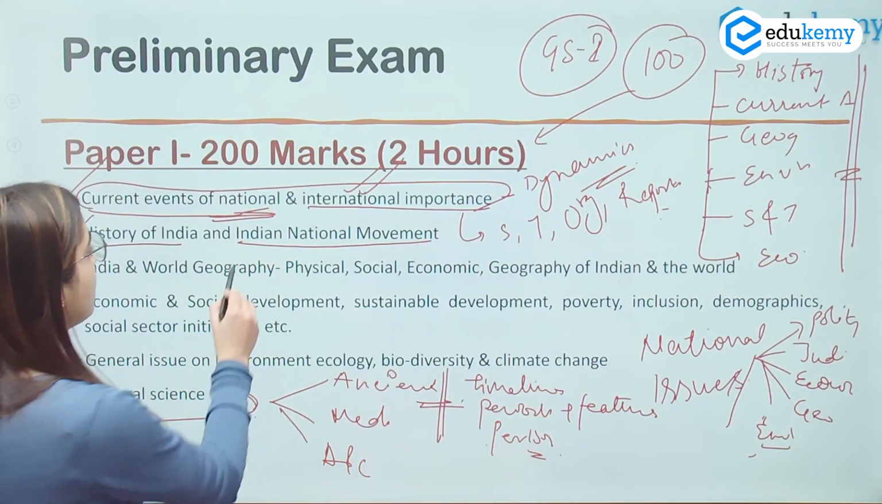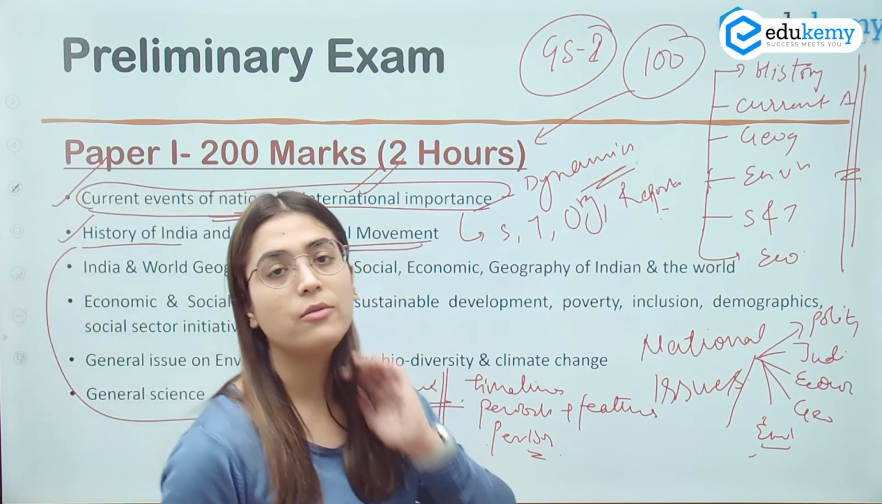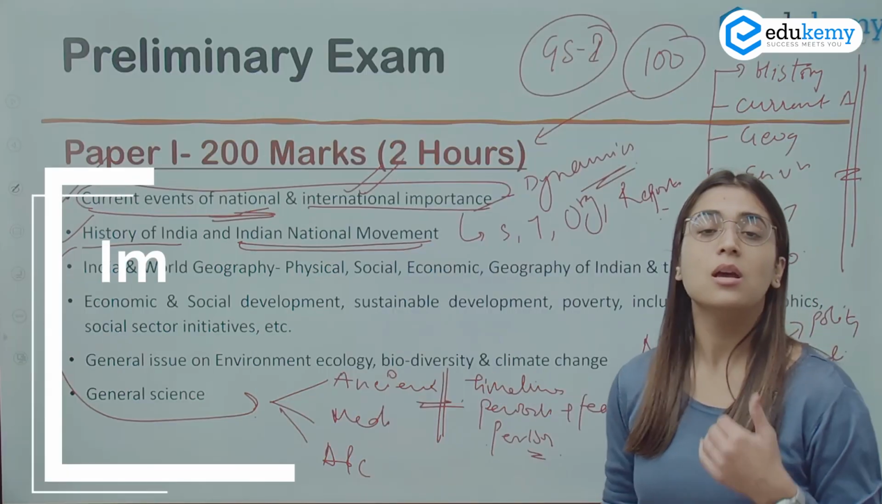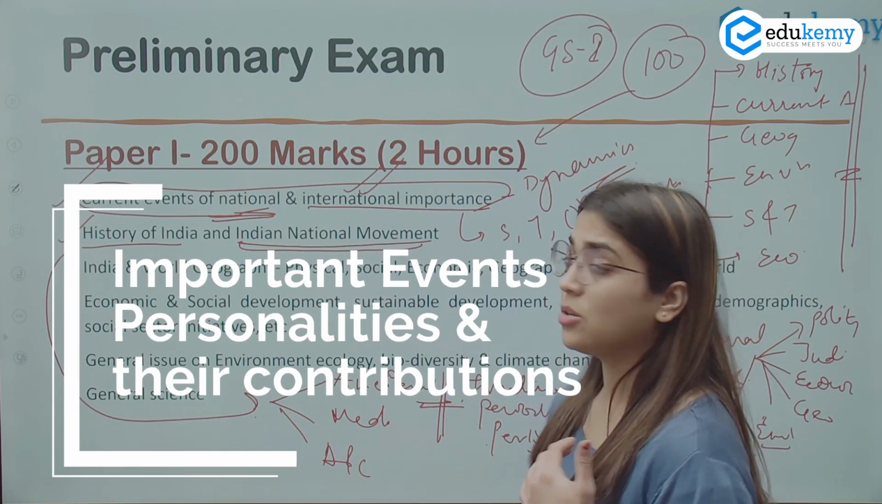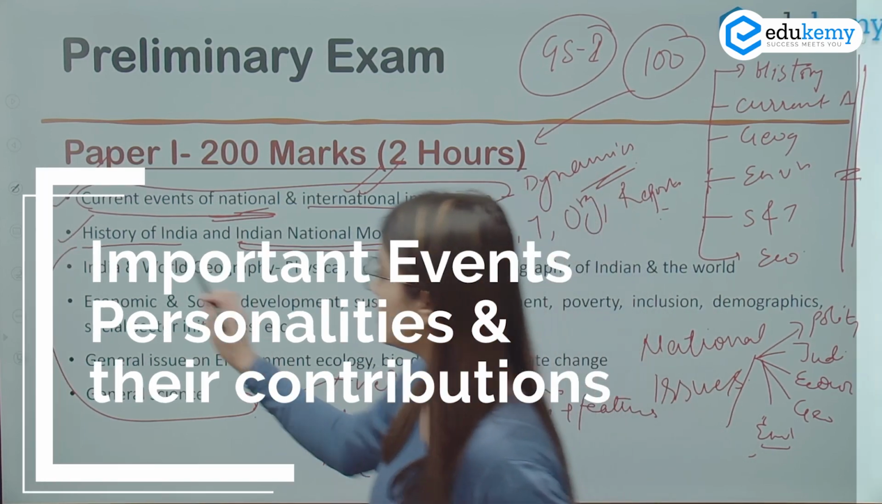Now the next part is the Indian national movement. So here, what do we need to read? We need to cover important events, important personalities and their contributions, important organizations, and many more. So this is all about history.